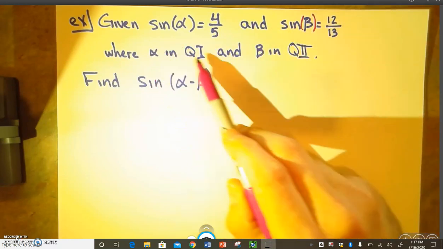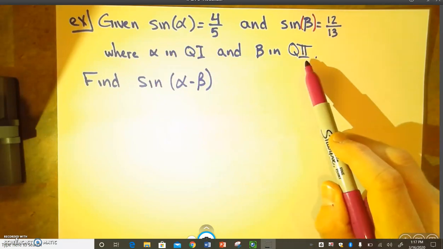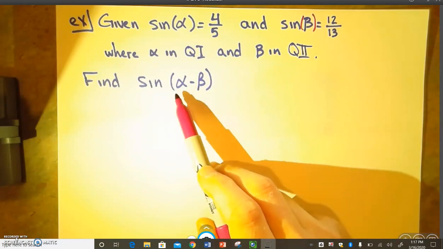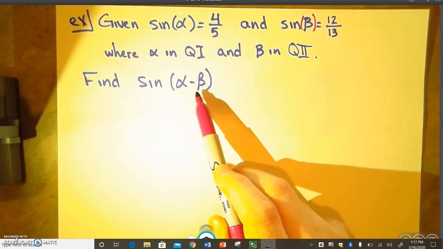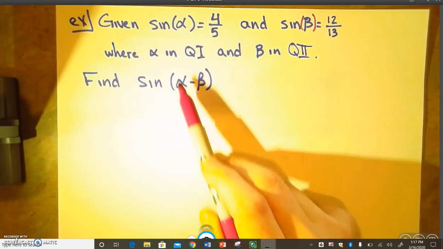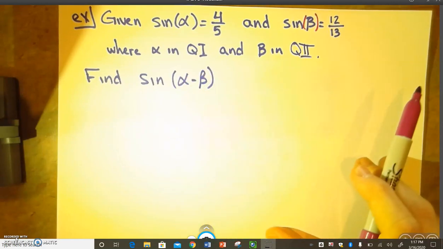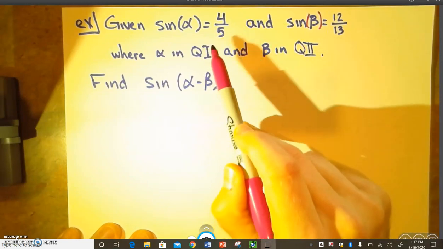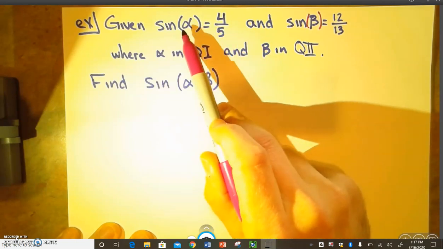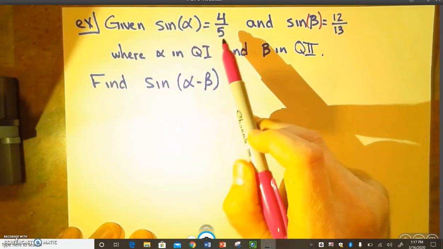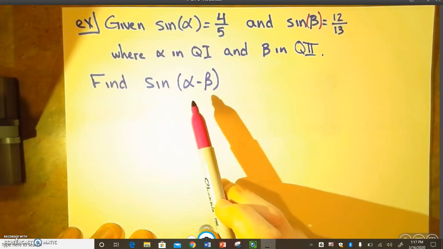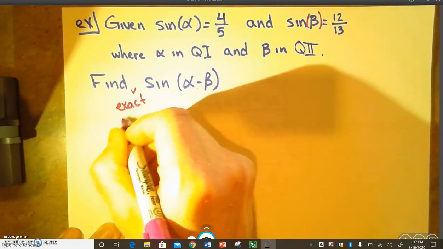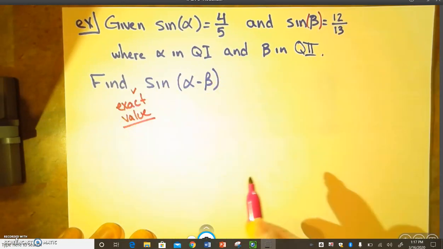We know alpha is in quadrant 1, beta is in quadrant 2, and we know the corresponding sine ratios for them. We want to know what sine of alpha minus beta is, which is an altogether different angle. So here's the deal. I don't want you touching a calculator for this problem. We could use sine inverse and get rounded answers, but this is all about giving exact values here.